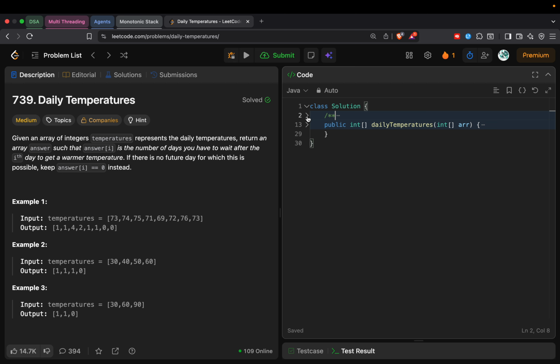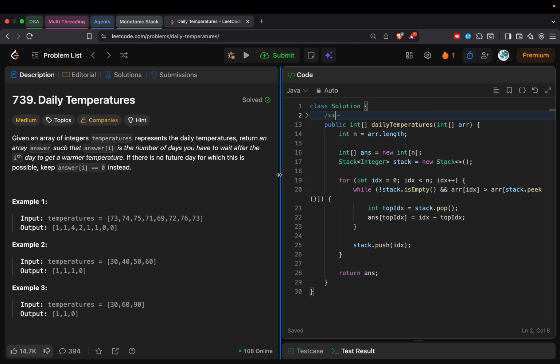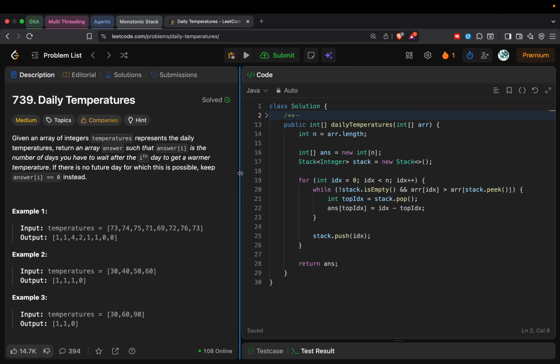So let me show you the code of how I have implemented it. This is exactly similar to the problem next greater element, but instead of identifying the temperature itself, we are calculating the number of days we have to wait, okay? So it is basically the difference between both the indices. That is just a small tweak between the next greater element and the daily temperatures problem, okay?